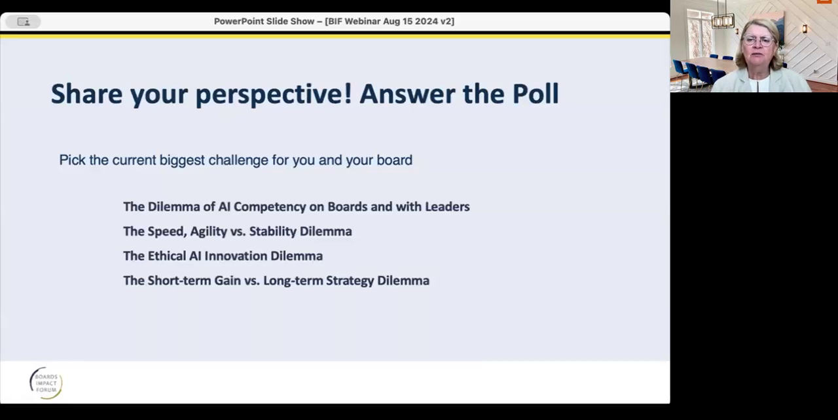Is it the short-term gain versus the long-term strategic? Where do you feel, or the ethical part? And you can just choose one. So let's see what you are considering being the challenge in terms of your boards.